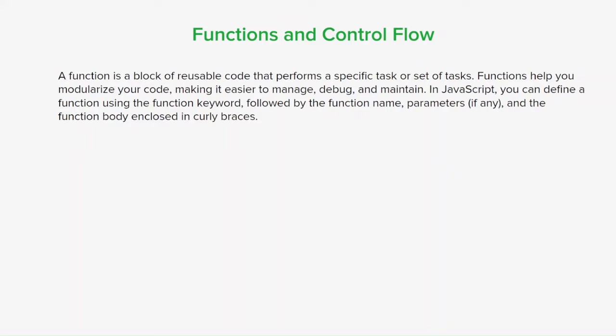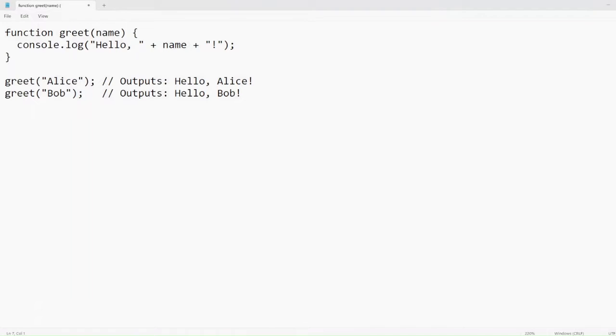In JavaScript, you can define a function using the function keyword, followed by the function name. So here is an example. You have the function name. So we've got the function here, and we've told it what the function should do. So this is the output of the function. So greet Alice outputs hello Alice, and greet Bob outputs hello Bob. We've got the function instruction here.